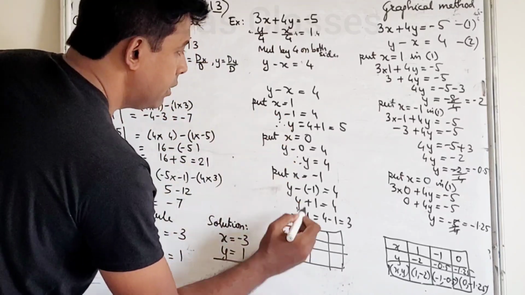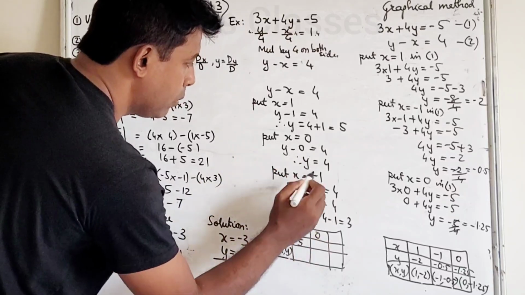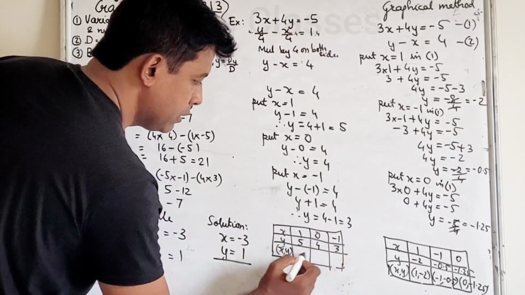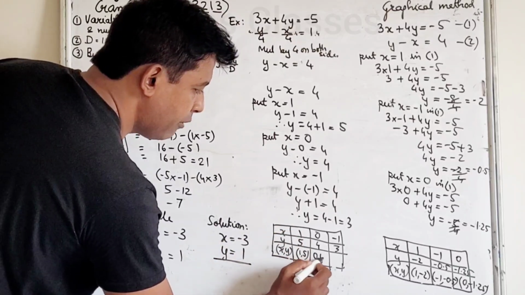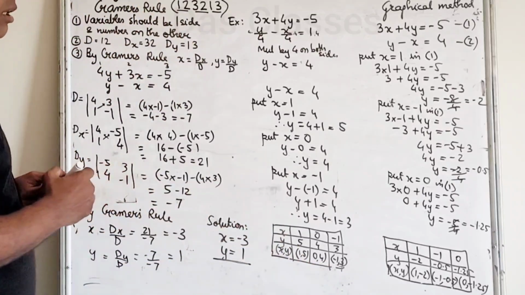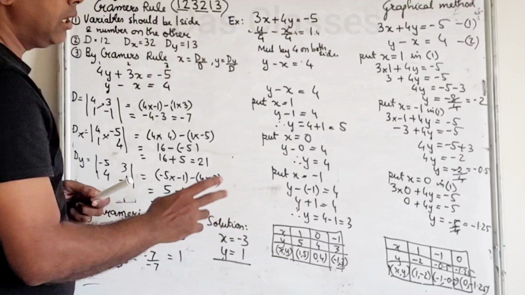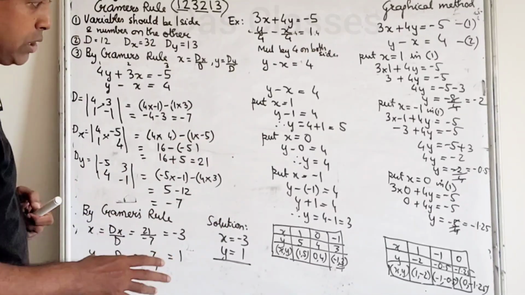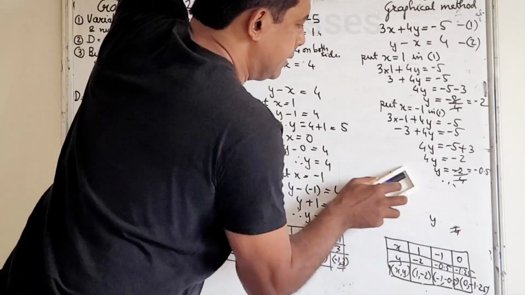So when x is 1, y is 5. When x is 0, y is 4. And when x is minus 1, it's 3. So the coordinates are (1, 5), (0, 4), and (minus 1, 3). You always need to find at least 3 answers so that even if you make a mistake, you will come to know when you draw the graph. So once you have this, you need to draw the graph of this.